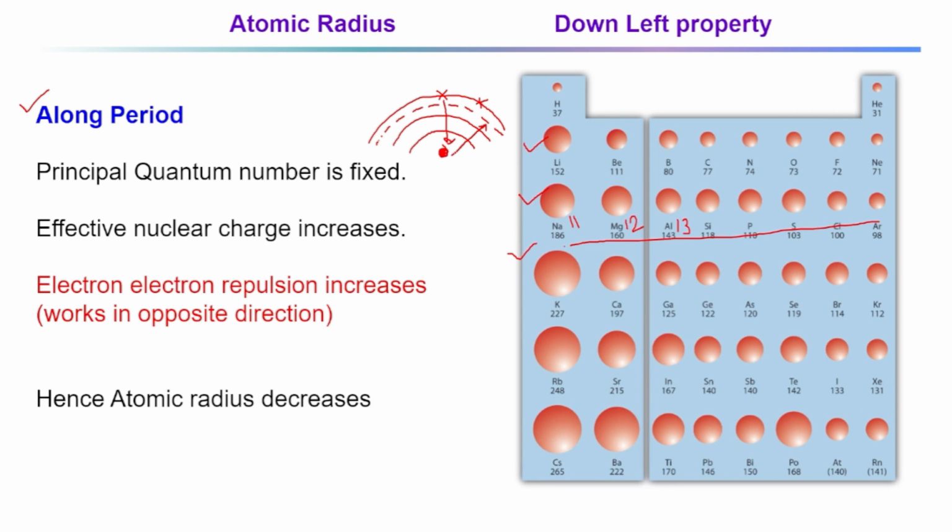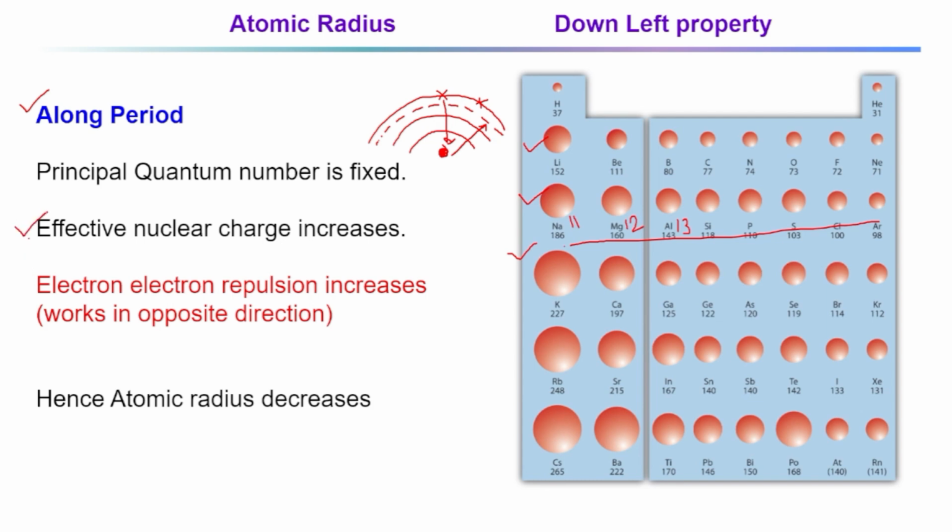Another factor is that when we go from left to right, the number of protons is increasing, and similarly the number of electrons is also increasing. So we have more and more electrons in the outermost shell. That actually increases electron-electron repulsion, because electrons are negatively charged, and we know similarly charged particles repel each other. So that is also a factor, but this factor is not dominant. The other factors are actually dominant.